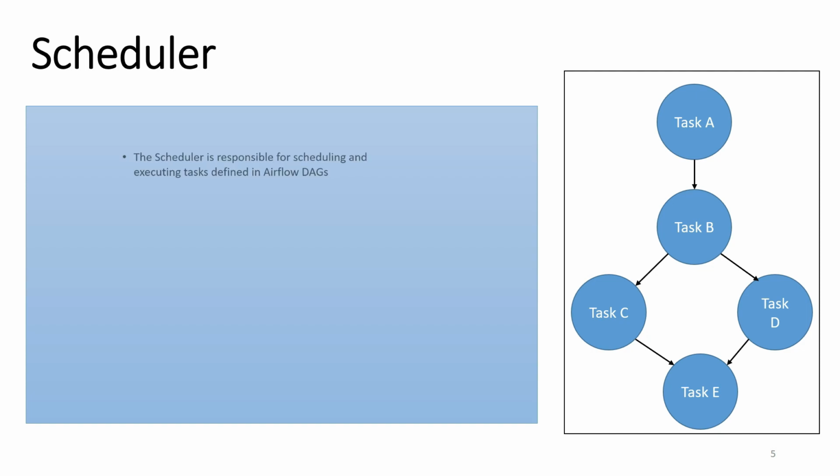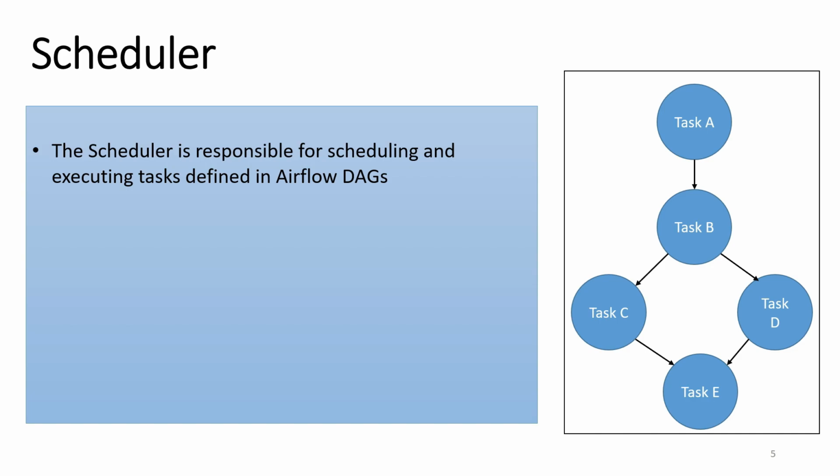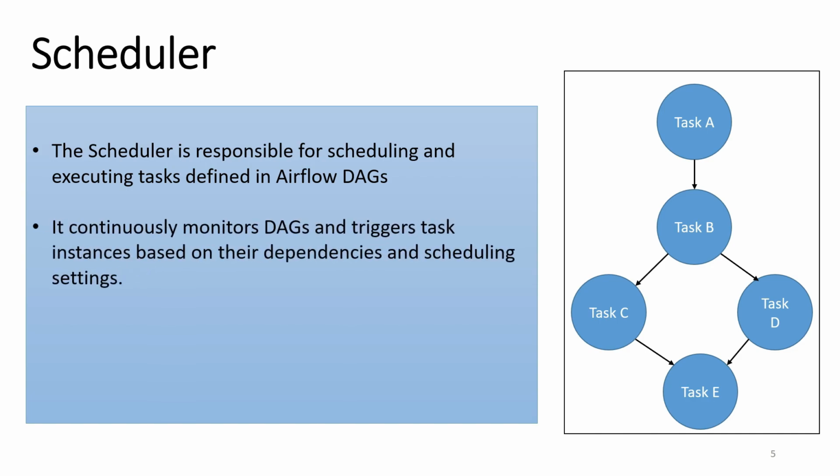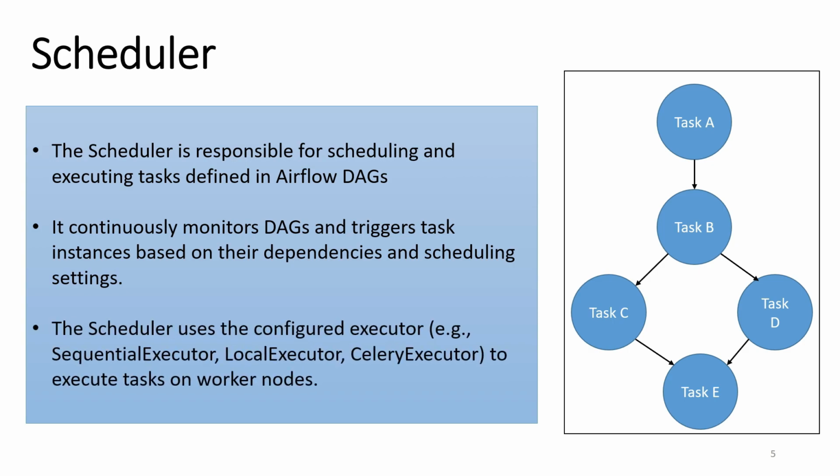The scheduler is responsible for scheduling and executing tasks defined in Airflow DAGs. It continuously monitors DAGs and triggers task instances based on their dependencies and scheduling settings. The scheduler uses configured executor. Example, sequential executor, local executor, celery executor to execute tasks on worker nodes.